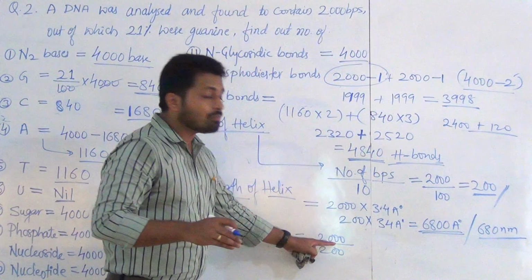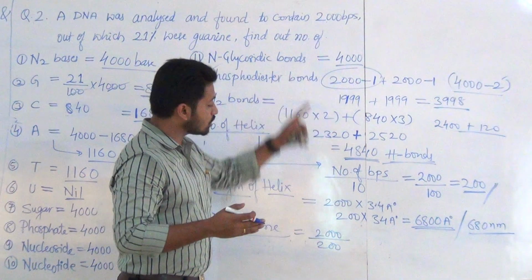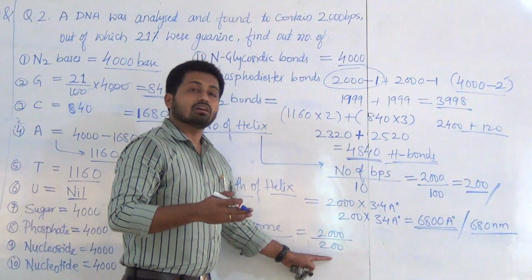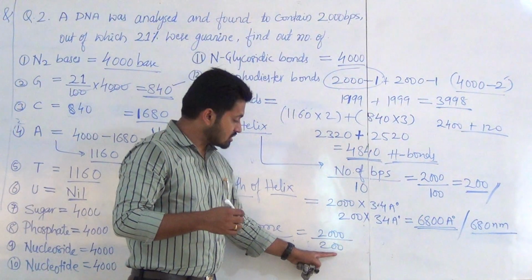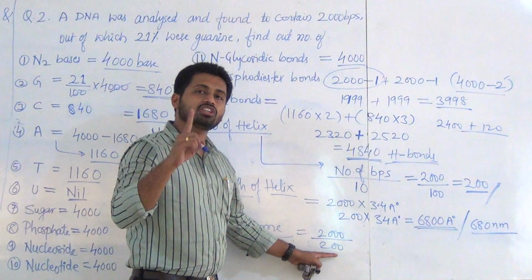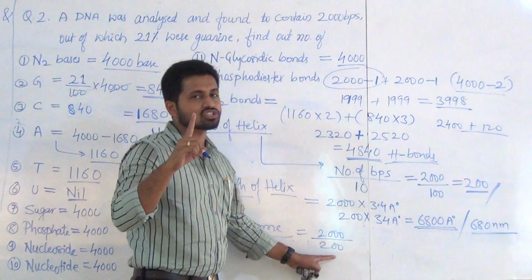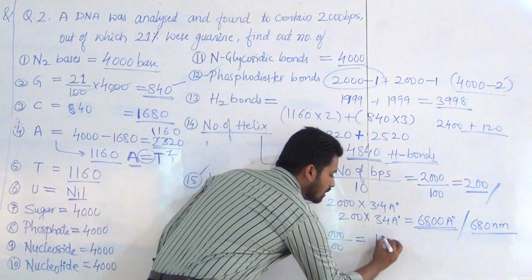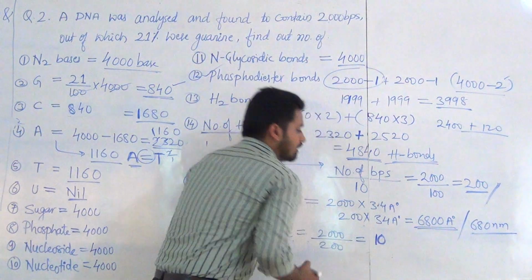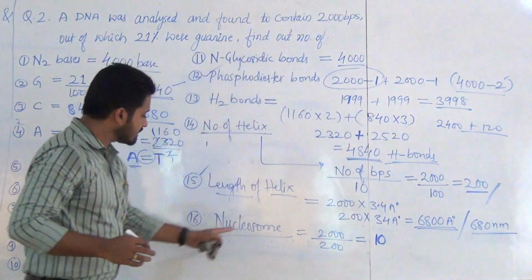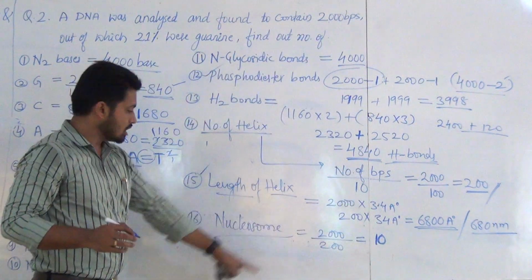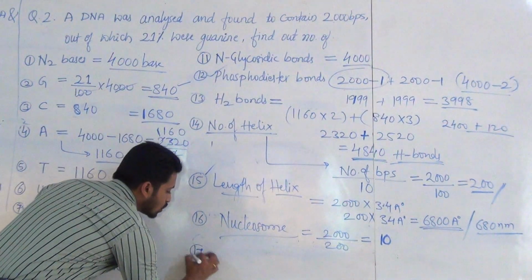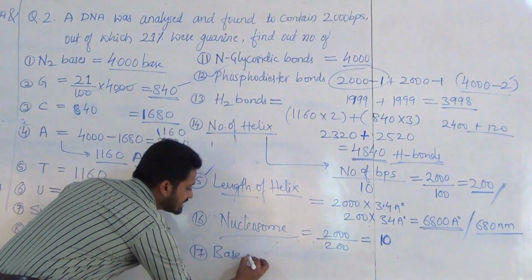When that is number of bases, 2000 divided by, that is this. What is this 200 came from? That is each nucleosome. One nucleosome contains 200. It will give 10. Number of nucleosome in this helix is 10 nucleosomes. Now coming to 17th question, base ratio.